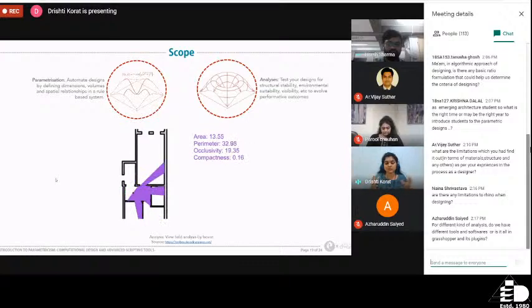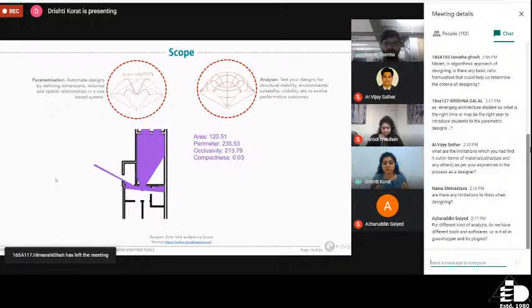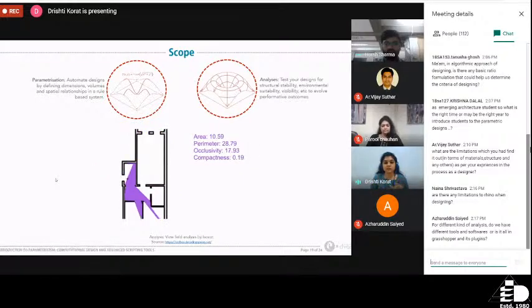And for example, if I'm designing a bedroom or a cafe, which needs to be more in relation with the human scale, I will try to increase the value of compactness.